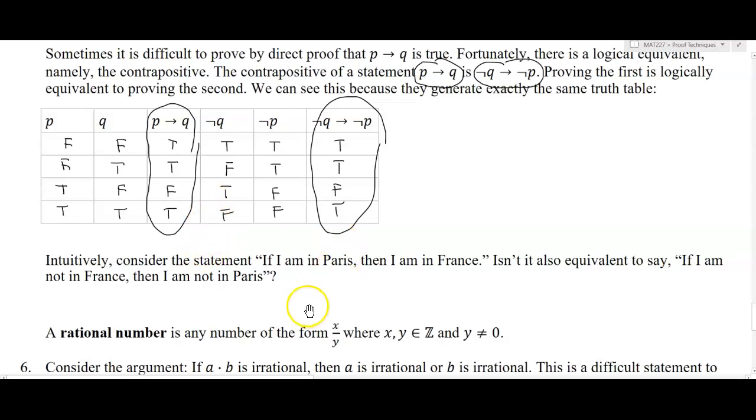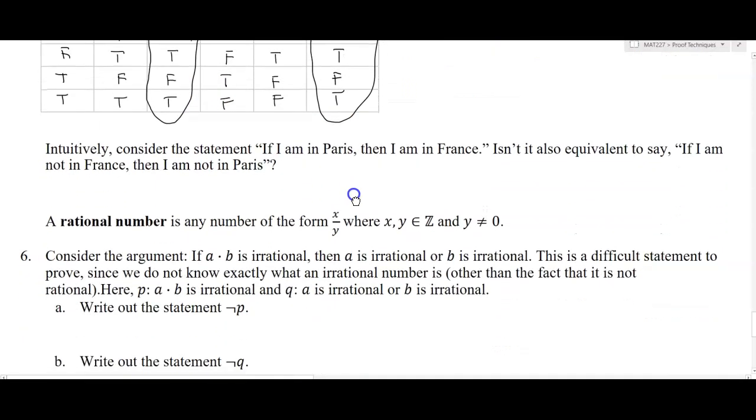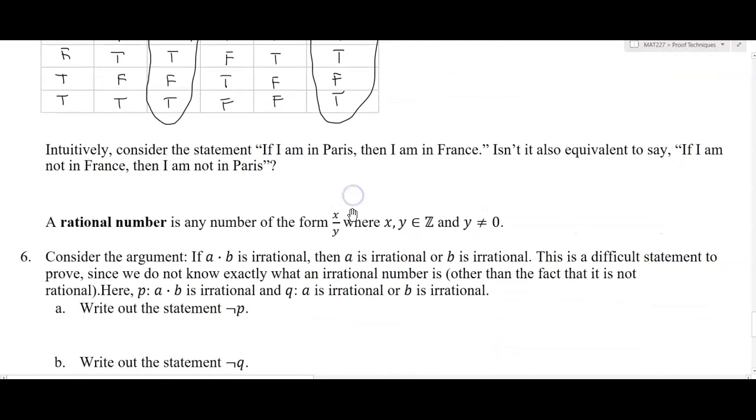So let's go ahead and take a look at another example here. And again, we'll just deal with the number system. Let's define a rational number. We've seen these before, but a rational number is any number of the form x divided by y, where x and y are both integers and y can't be 0 because then you divide by 0. So these are called rational numbers. They're just ratios of integers.